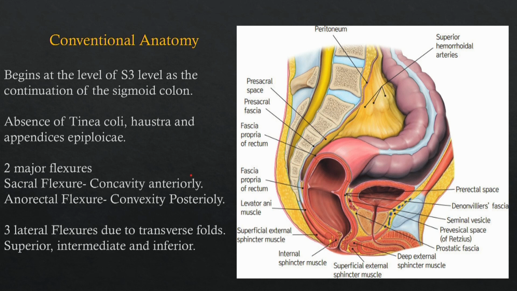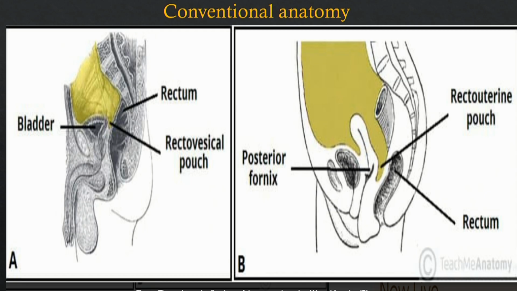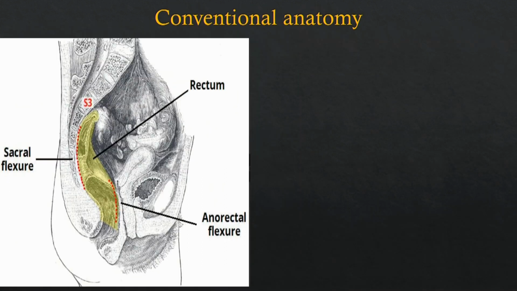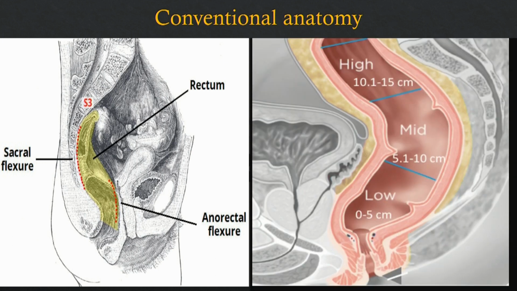Among them are the superior, intermediate, and inferior, of which the intermediate is the most consistent. Then come the peritoneal reflections, defining the rectum into upper, middle, and lower parts and defining their coverings: the rectovesical pouch and the rectouterine pouch, again depicting the conventional anatomy in the form of the sacral flexure and the anorectal flexure.